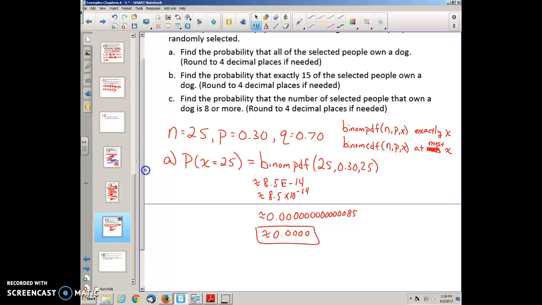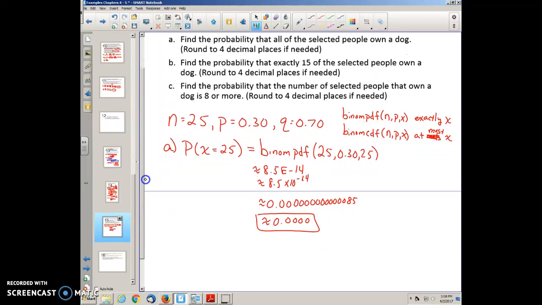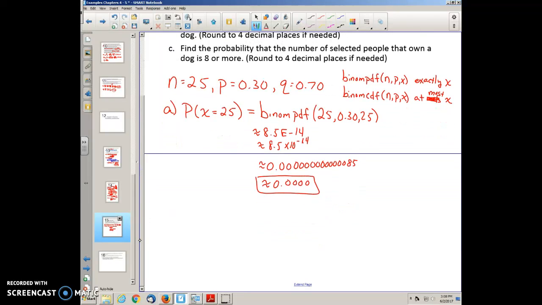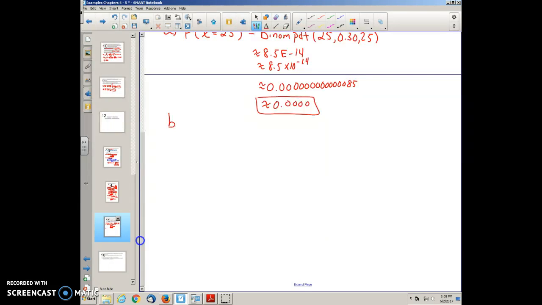Okay, B. Find the probability that exactly 15 own a dog. That's probability X equals 15. So it's going to be a binom PDF again, 25, 0.30, and then 15. And then if you enter this into your calculator, you will get 0.0013.